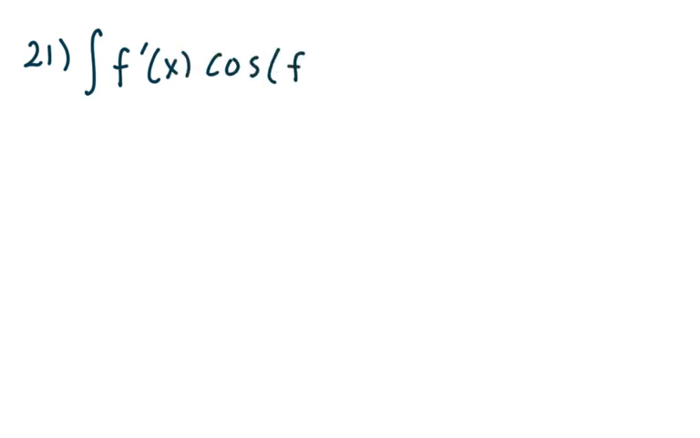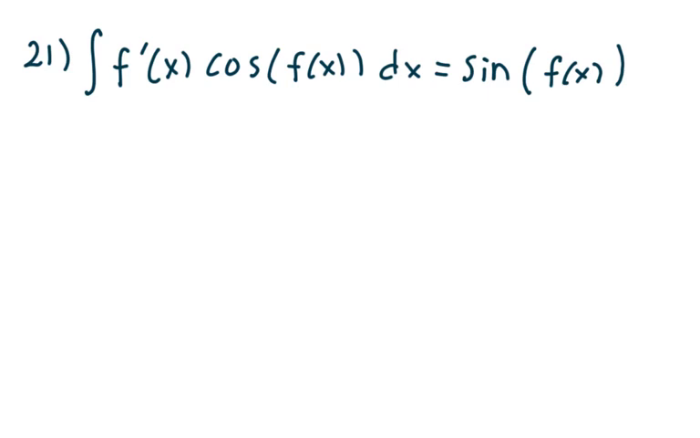Now, I'm going to give you the same pattern for the next two. If we have the integral of f prime of x cosine of f of x dx, this is sine. So remember, the function whose derivative is cosine is sine. But I'm taking sine of f of x plus c. It's literally how this works.